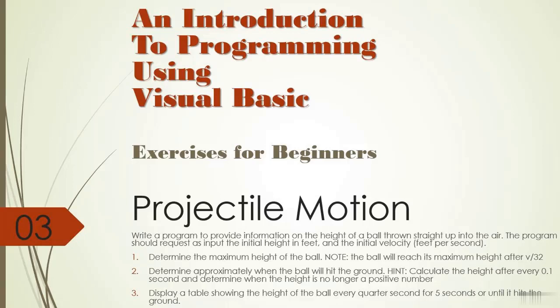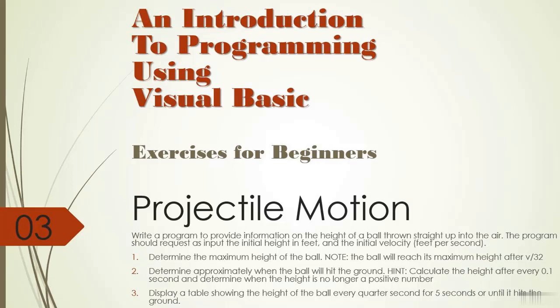We are to write a program to provide information on the height of a ball thrown straight up into the air. The program should request as input the initial height in feet and the initial velocity, which is feet per second. We are to determine the maximum height of the ball. That is determined by the v divided by 32, or velocity divided by 32.